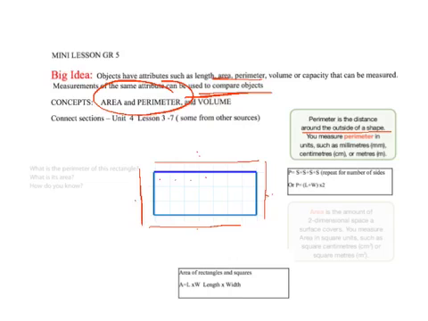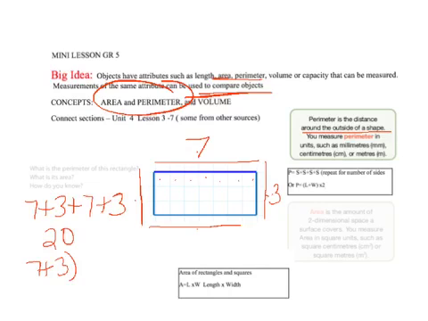We've got a 1, 2, 3, 4, 5, 6, 7 long shape and 3 blocks wide shape. So to find the perimeter, it would be 7 plus 3 plus 7 plus 3. 7 plus 3 is 10. 10 plus 10 is 20. Or I could look at this and I could go, okay, 7 plus 3, and then multiply that by 2. 7 plus 3 is 10. 10 times 2 is 20. 20 centimeters for perimeter.